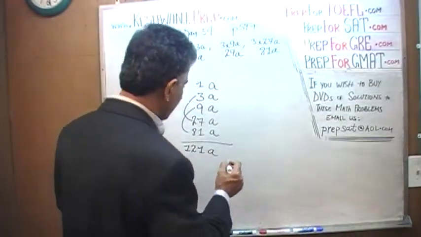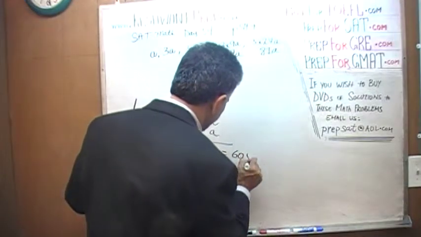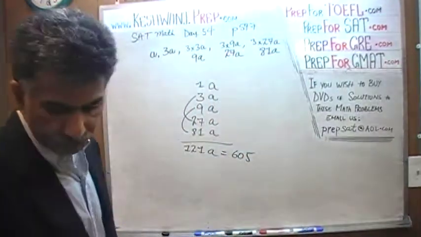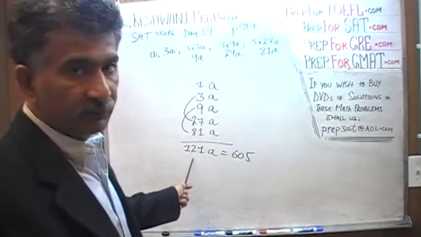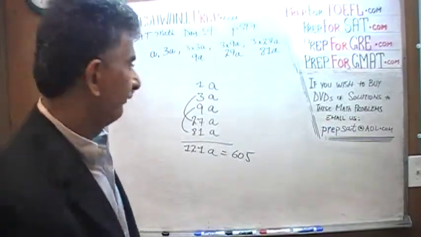And we are told that 121A equals 605. The question simply is, what's the value of A? So all we have to figure out is how many times 121 goes into 605. Let's find out.